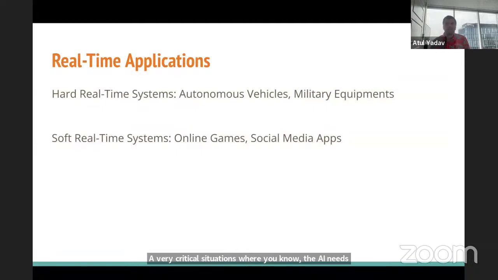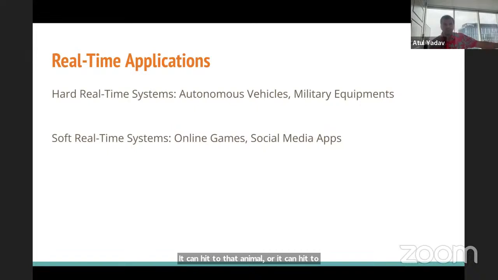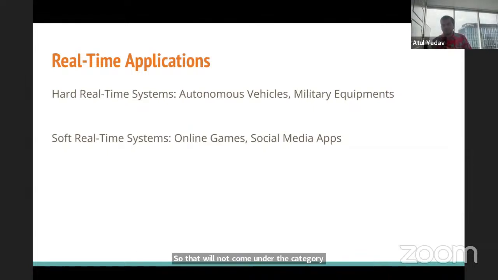If there is a delay even in milliseconds, it can hit that animal, or it can hit the person, whoever comes in between, right? So these are the critical scenarios. The other examples you guys have shared will not come under the category of hard real-time systems. Now we'll talk about the soft real-time systems.